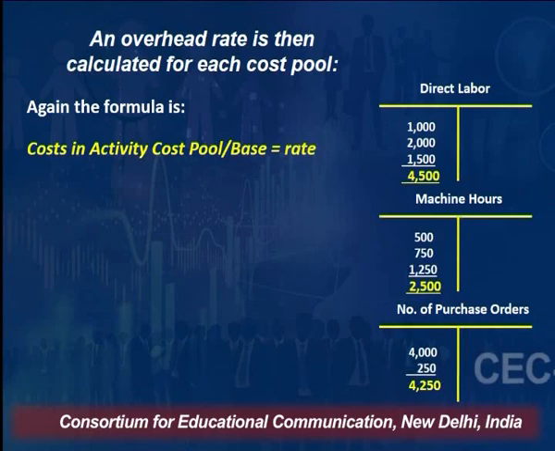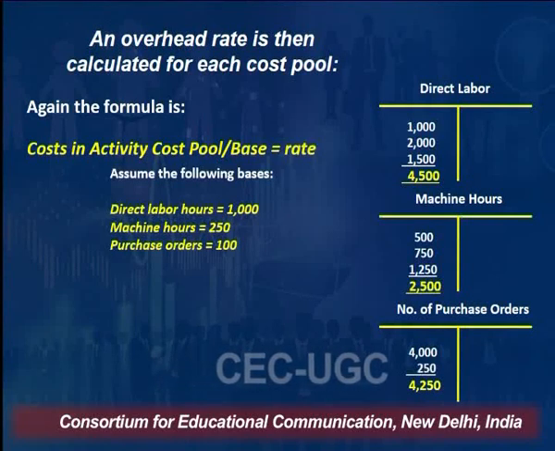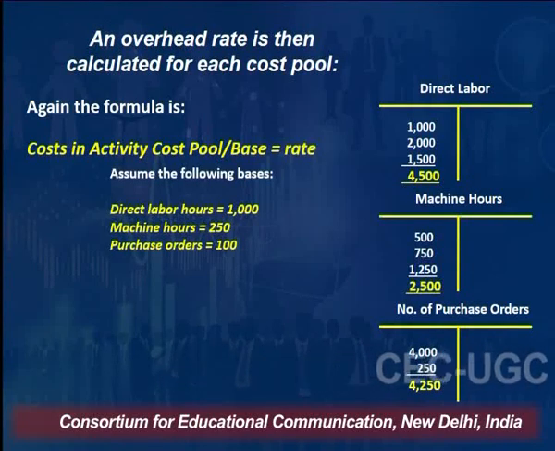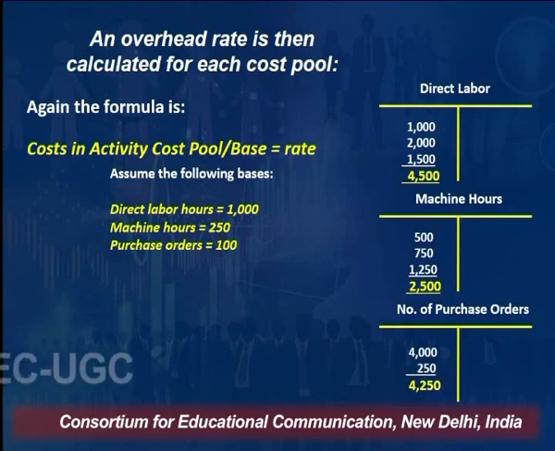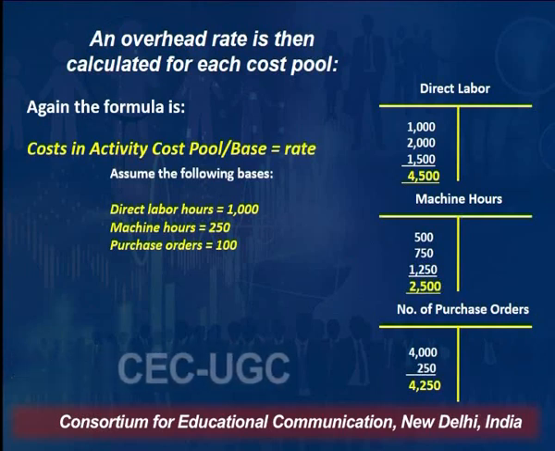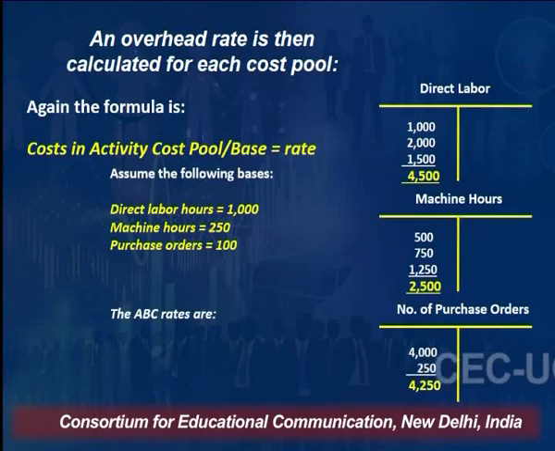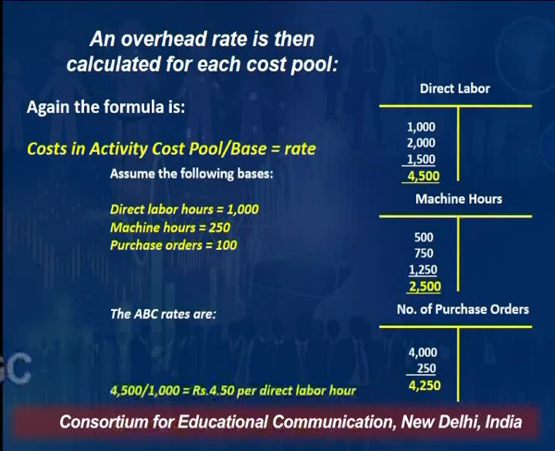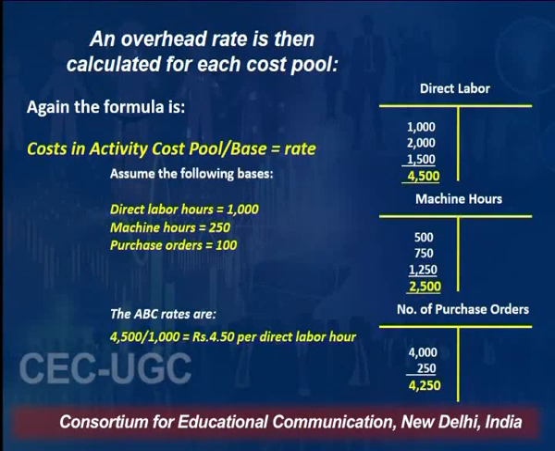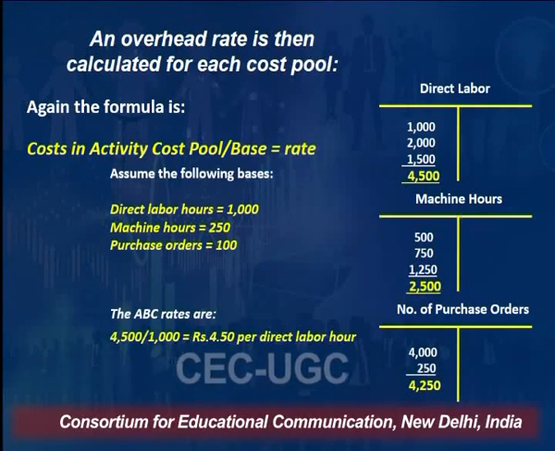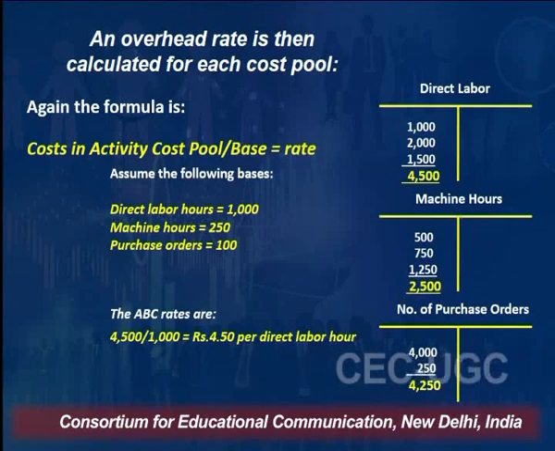And we know the formula to identify the rate: cost in activity cost pool divided by the base gives us the rate. Suppose my organization is giving me the following bases: direct labor hours is 1000, machine hours is 250, and purchase orders is 100. Very simple to calculate. You have to simply take these costs divided by base. Let us start with direct labor for identifying ABC rates. First is 4500 divided by 1000. It is giving me rupees 4.5 per direct labor hour.